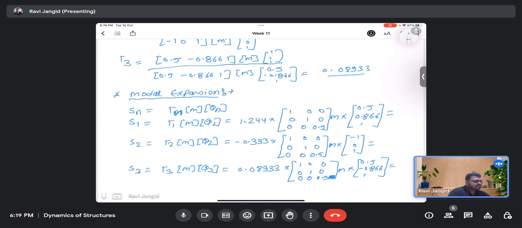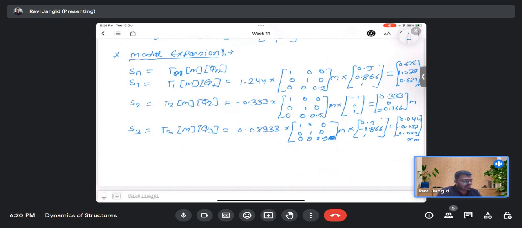So here my S1 would be 0.622, 1.07, 0.622 times M. Okay, this would be 0.330, 0.166 M, and that would be 0.044 minus 0.077 and 0.044 times M. So these are my modal expansion.